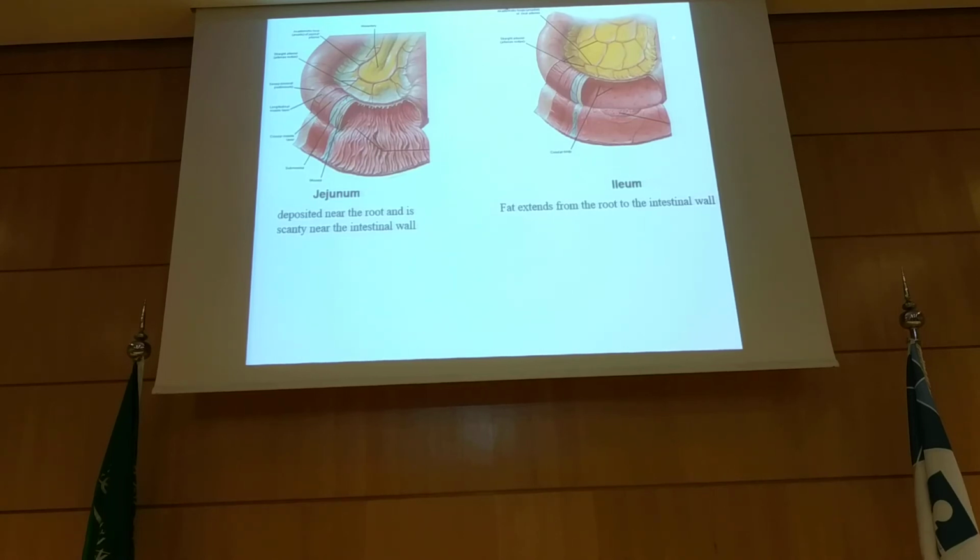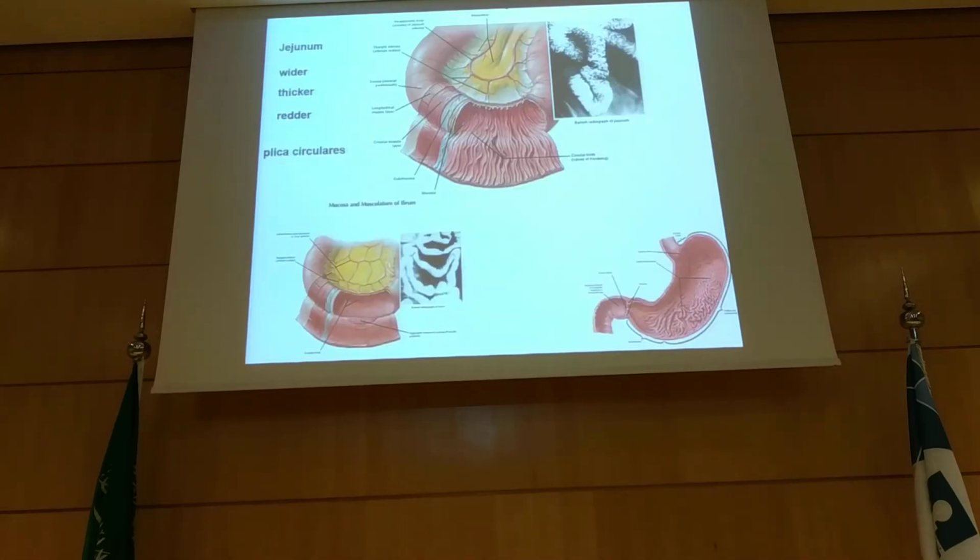While in the area of the ileum, you can see fat goes all the way towards the wall of the ileum. So if you put your hand behind it, you're not going to see your hand. So, 3 differences between the duodenum and ileum. Number 1, it is redder, thicker, and wider, redder and thicker because of the presence of plica circularis or mucosal folds that are thicker, more abundant and closer to each other in the area of the duodenum.